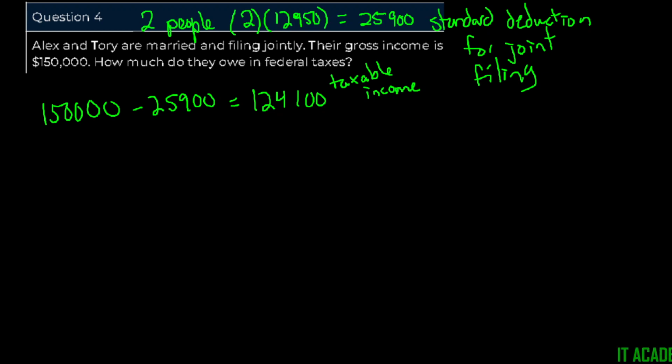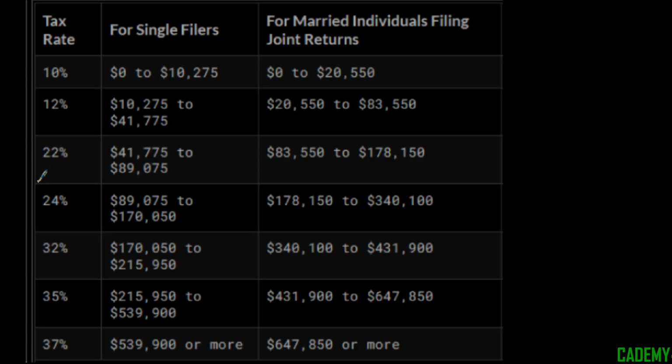Let me actually change colors here. Let's go back to white. And so now let's draw out our graph here. So I'm going to say, again, I have 10%, still the same amounts. However, since we're talking about the joint returns, we're going to look at, what did we say, 124,000, which is going to be this bracket right here. So we're going to do this number and this number as well.